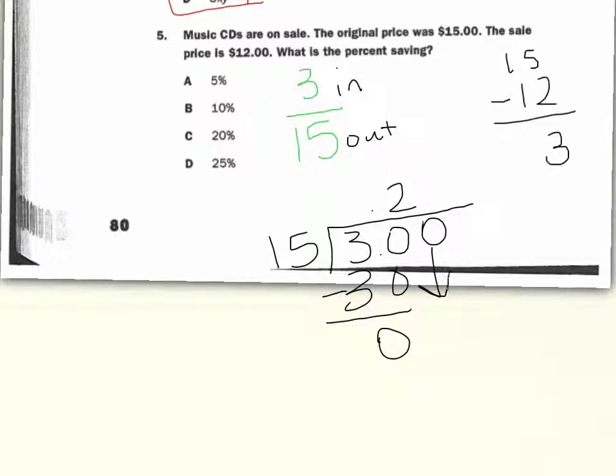Add another 0, bring it down. 15 goes into 0 20 times. The reason why I did 2 digits is because you need 2 digits for a percent. So to change this to a percent, 0.20, you move the decimal over twice, and that is 20%. Correct answer is C.